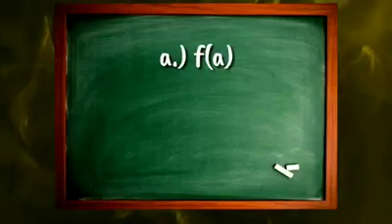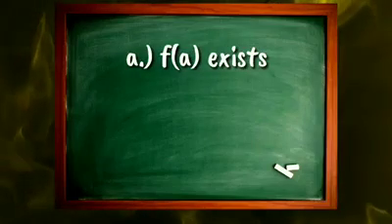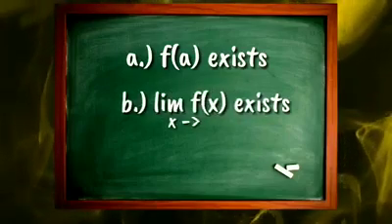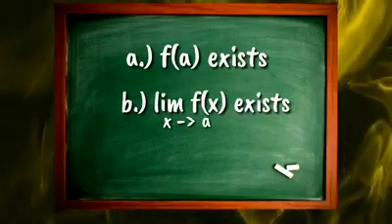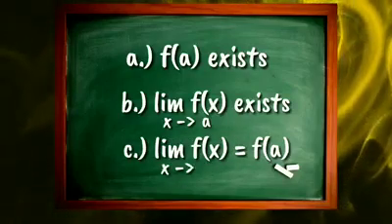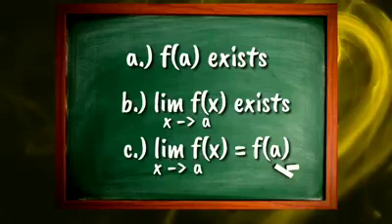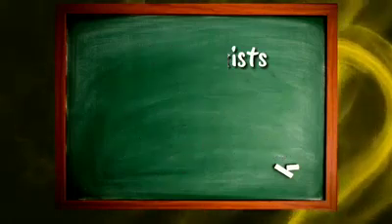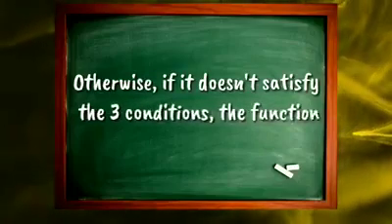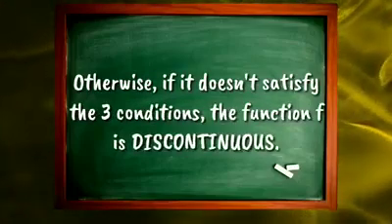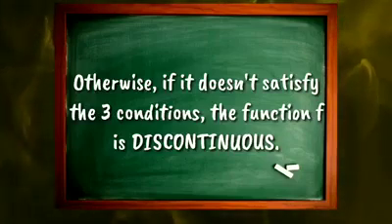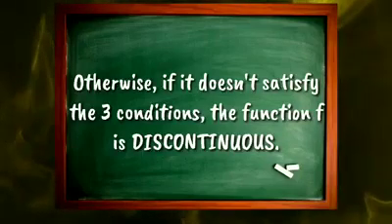First, the value of f of a exists. Next is that the limit of f of x as x approaches a also exists. And then the last is that the limit of f of x as x approaches a is equal to the value of f of a. Otherwise, if it doesn't satisfy the three conditions, we can say that the function is discontinuous.